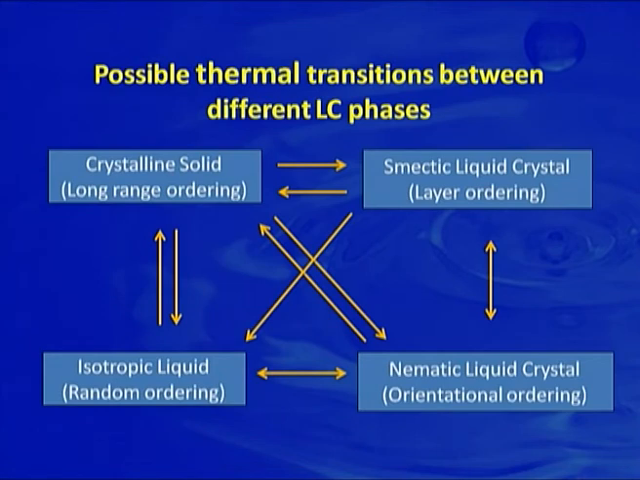Possible thermal transition between different phases. Here is the structure of some phases that can be transformed from one form to another. Here crystalline solid is changed into the smectic liquid crystal, smectic liquid crystal changes into the nematic liquid crystal, nematic liquid crystal may be changed into isotropic liquid, and isotropic liquids can change into crystalline solid and vice versa.